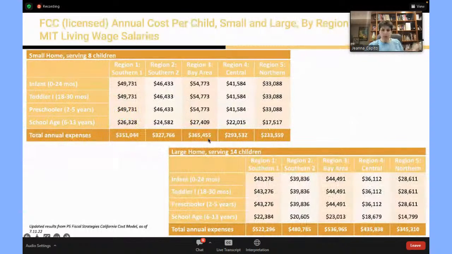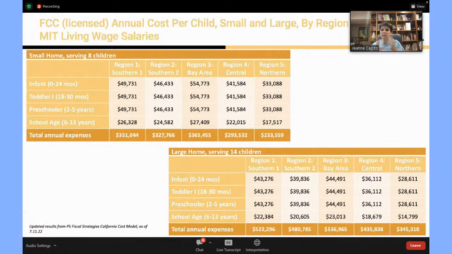So similar to what we looked at last week, this is only the one set of salary input, the MIT living wage salary input, and the charts are laid out exactly the same. The top chart is for the small home serving 8 children. The chart in the lower half of the slide is for the large home serving up to 14 children. What you see are the costs per child, of course, by the age of the child. And then you see the total annual expenses for that program.